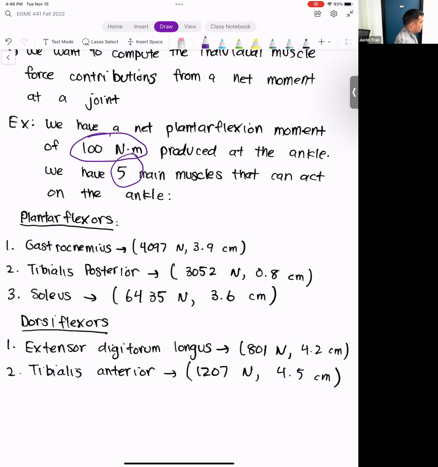So we have 5 muscles, right? And so we know the maximum amount of force that they can each produce. But for a simple moment of just 100 Newton meters, that's fairly small. And so not all of them are going to be maximally activated.